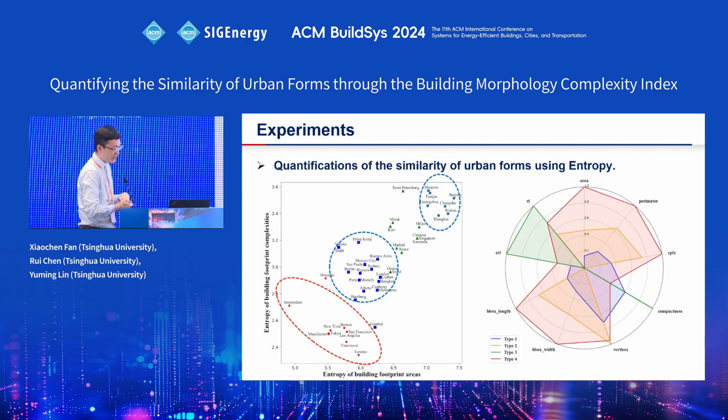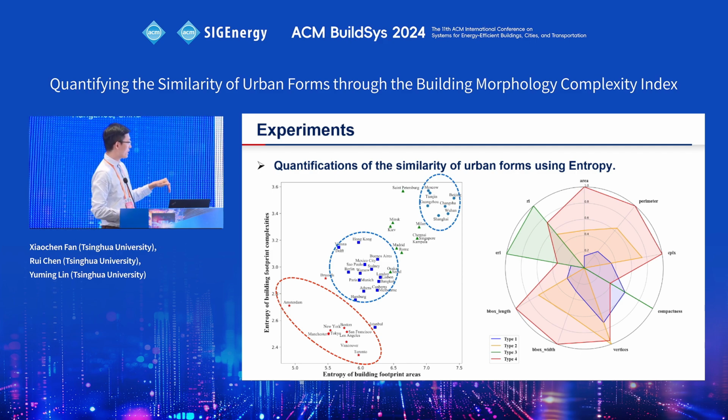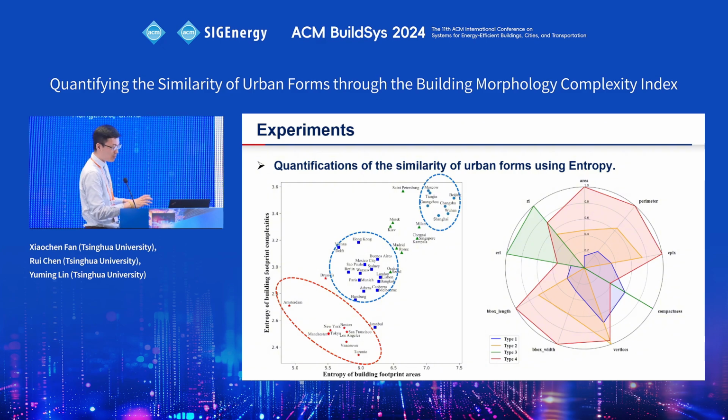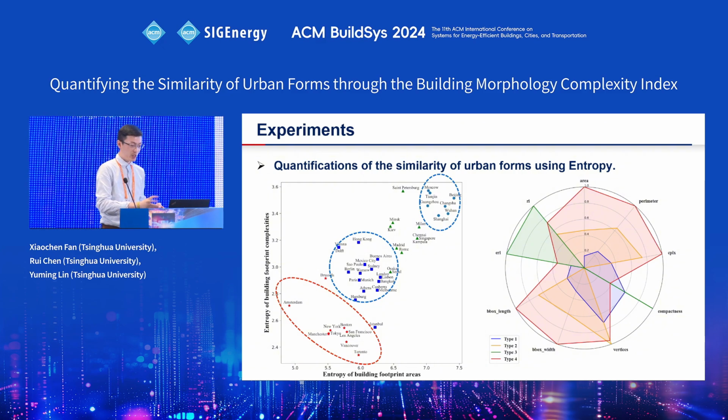Okay, from another angle, we can further quantify the similarity of urban forms by using the entropy metrics and a radar chart. A remarkable cluster: we can see that there are three clusters in the left figure. North American cities tend to have lower values in entropy of both building footprint areas and complexities. In this cluster, there are also one city from England and the other from the Netherlands. They show similar urban forms in terms of their building complexity.